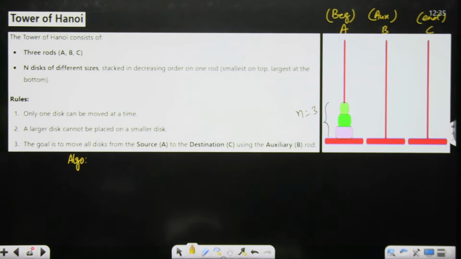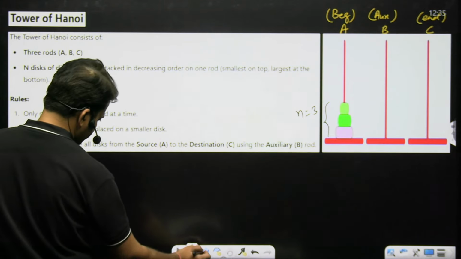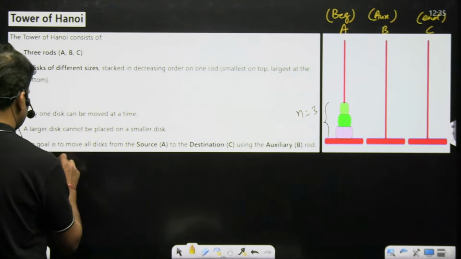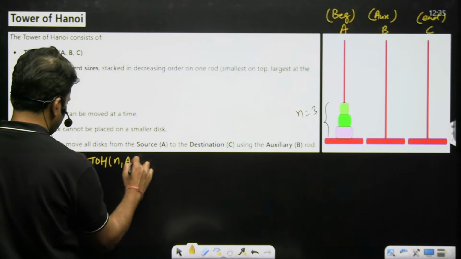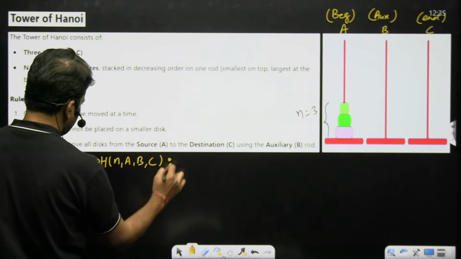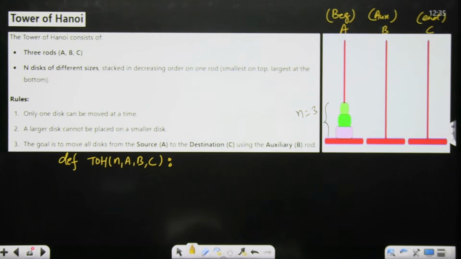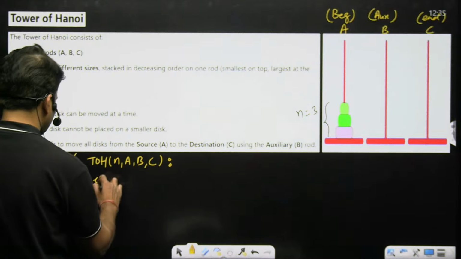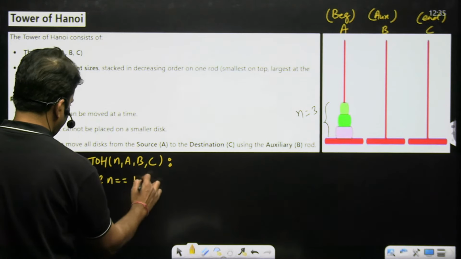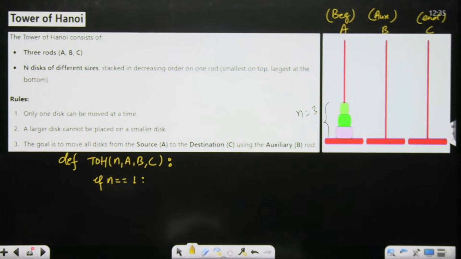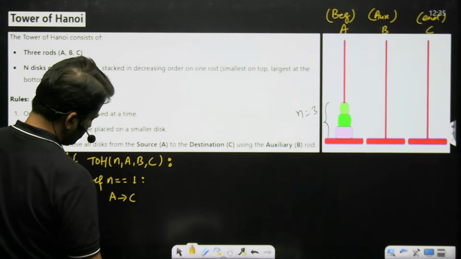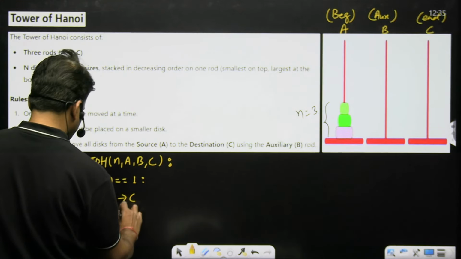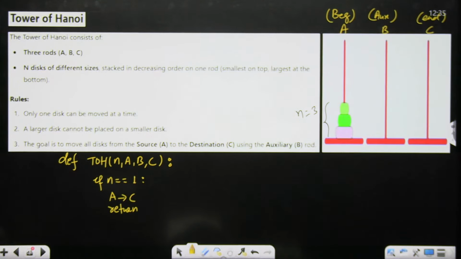If I talk about the algorithm, or we can say pseudocode, and disks at the beginning page: if n equals 1, if this is a single disk, then directly move from A to C and return.